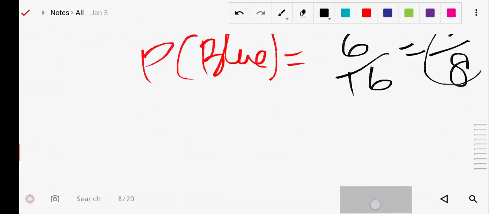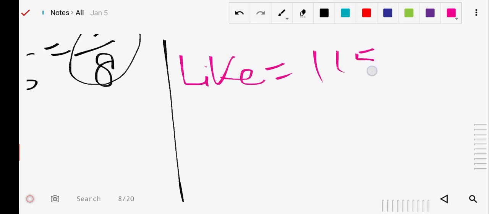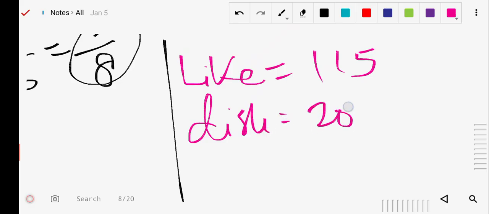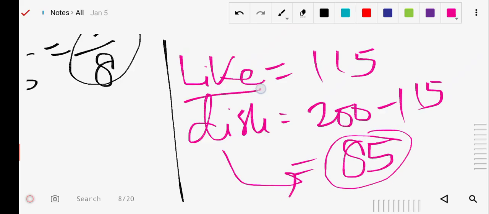So the same as we have done here, the same way we can do this question also. First of all, we'll write the total. How many like the milk is 115. Dislike the milk, how many? Total was 200, out of which 115 like, so dislikes is how much? 85. So 85 don't like the milk, and 115 like the milk. Now we have to solve.